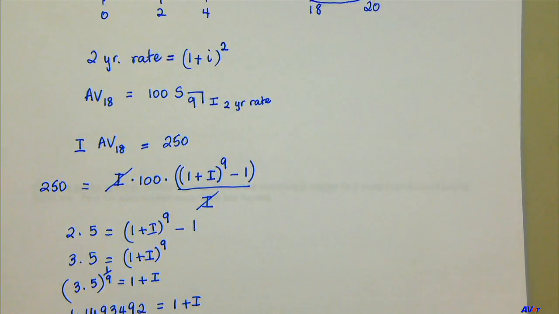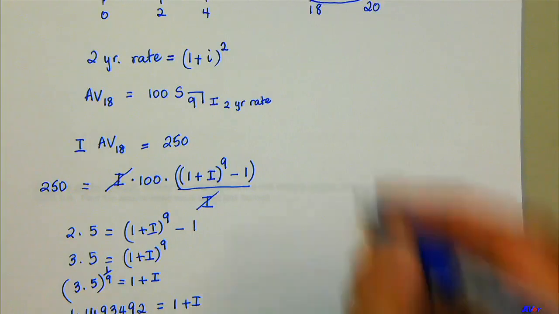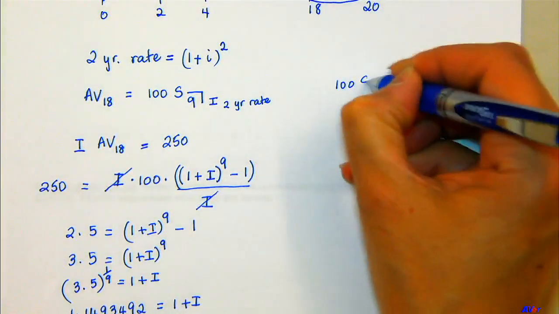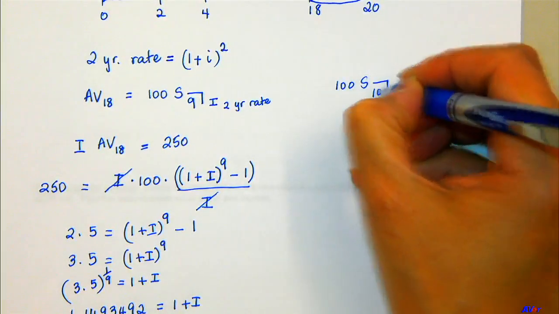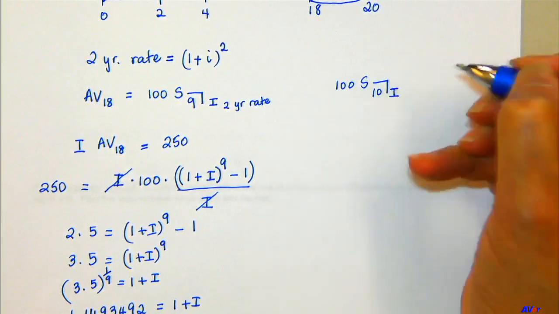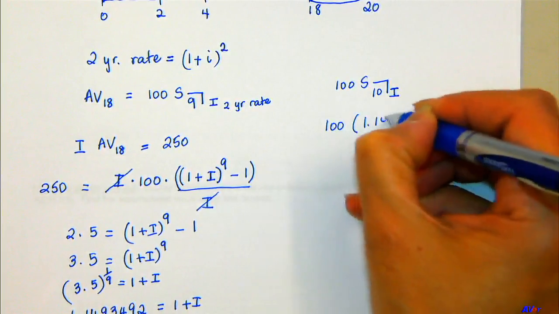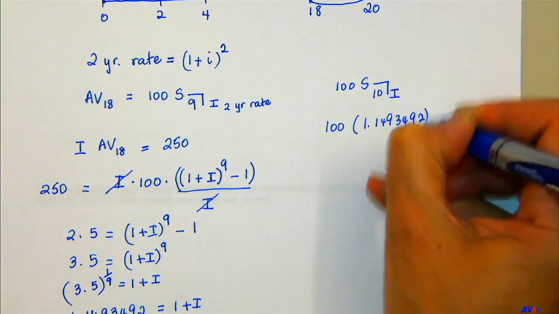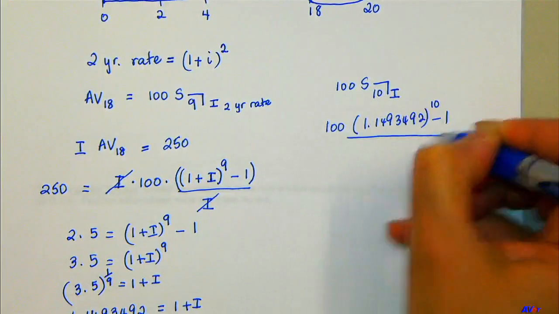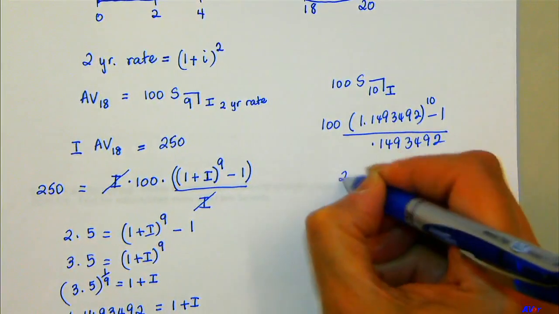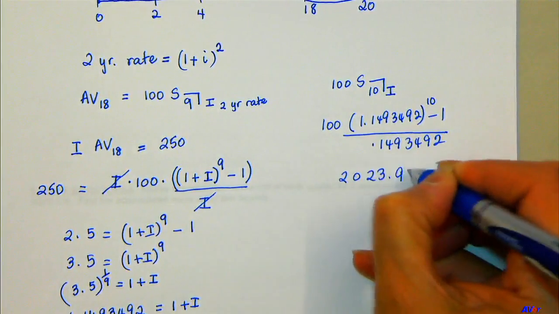Find the accumulated value of Raul's account at t equals 20. How should I do? I have I now. 100 S angle 10. Finished. 100 S angle 10 at I. So, 100 times 1.149349 to the 10 minus 1 over 0.149349. I get 2023.92.